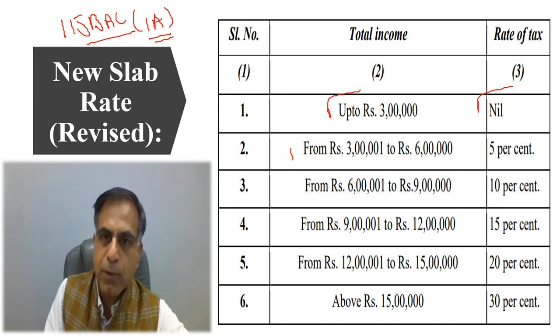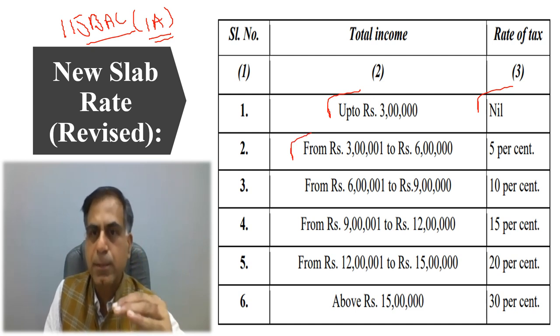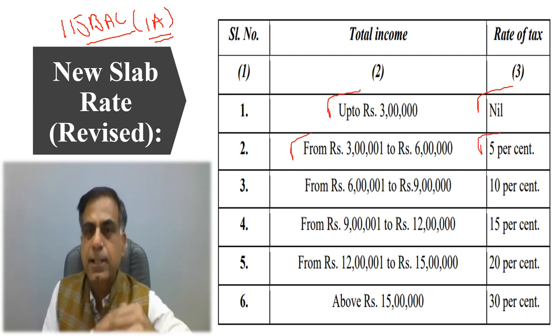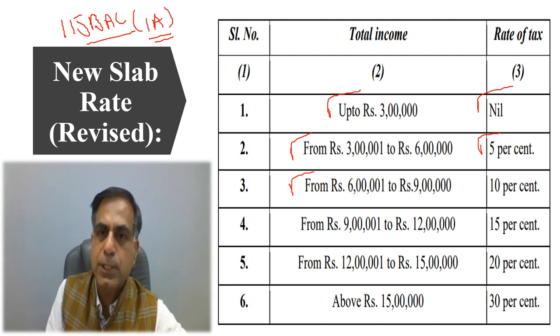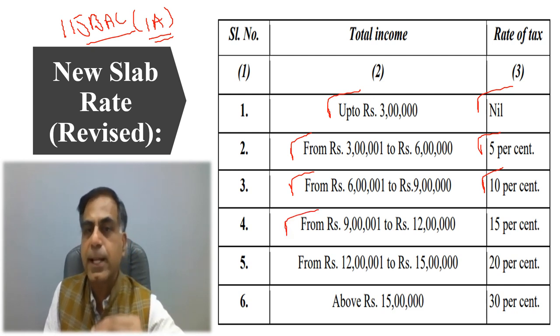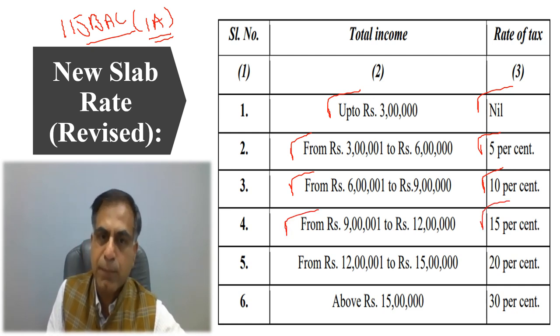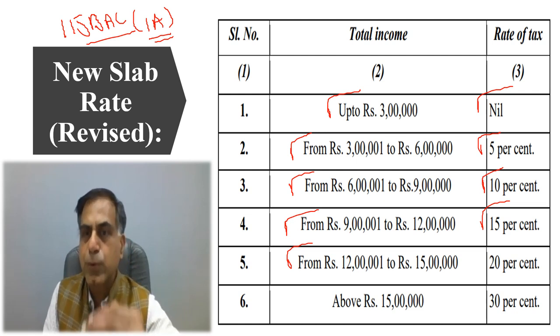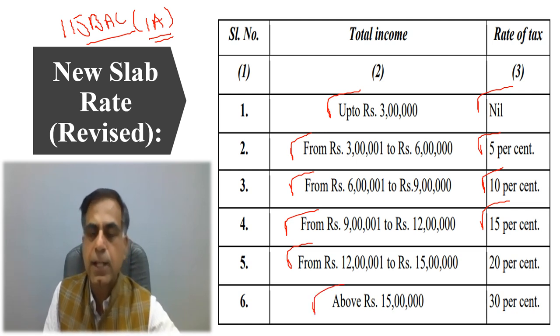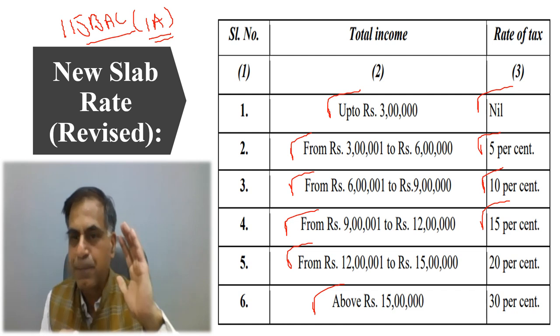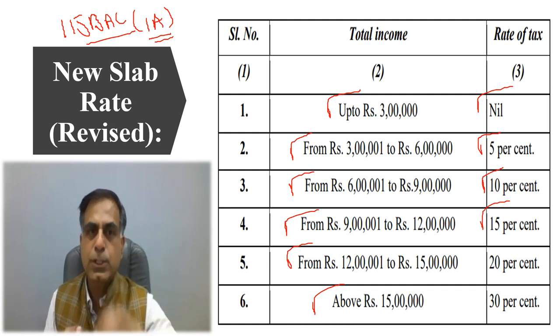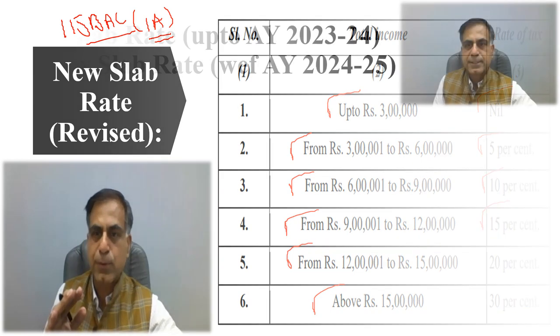If your total income goes beyond 3 lakh, then income above 3 lakh but up to 6 lakh would be taxed at 5%. Income above 6 lakh but up to 9 lakh will be taxed at 10%. Income above 9 lakh up to 12 lakh will be taxed at 15%. Income above 12 lakh to 15 lakh will be taxed at 20%. And above 15 lakh will be taxed at 30%. So this is the revised new slab rate, which I tried to put up before you.